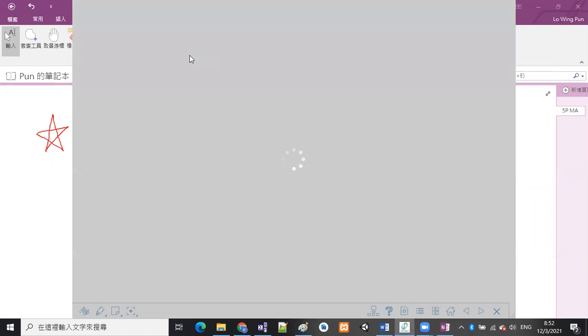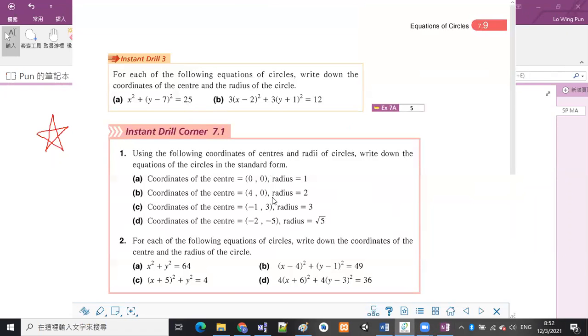Instant drill number 3. So I give you 4 minutes this time.